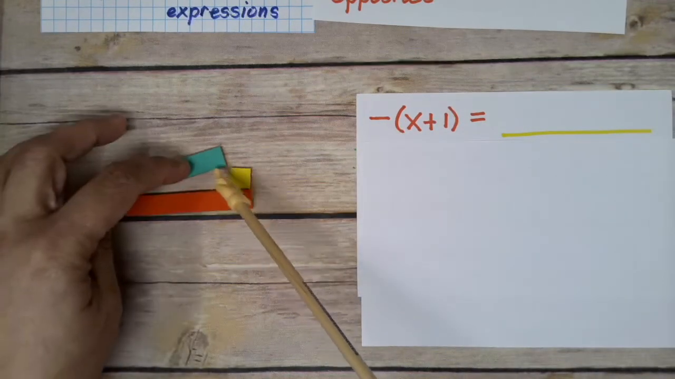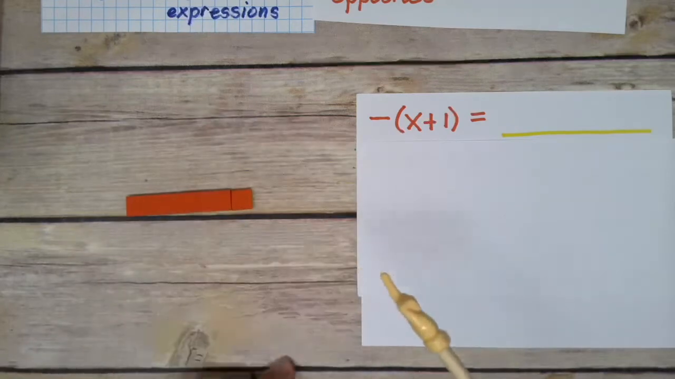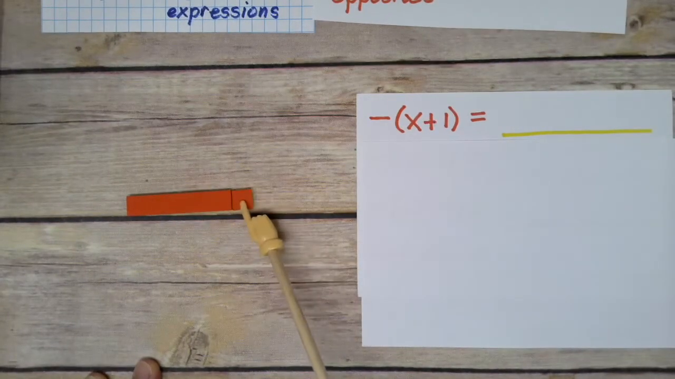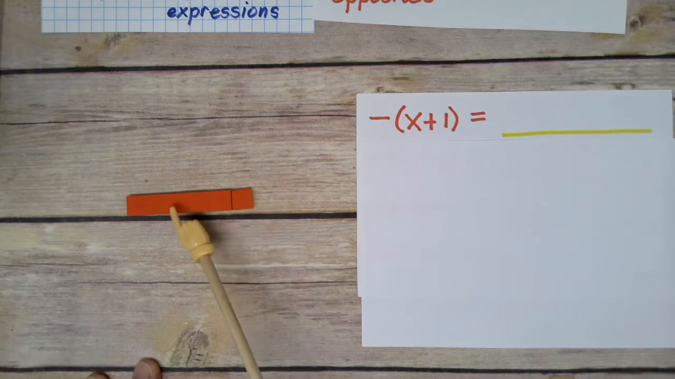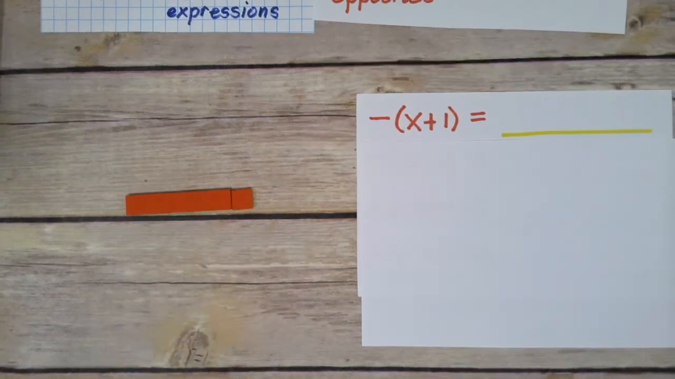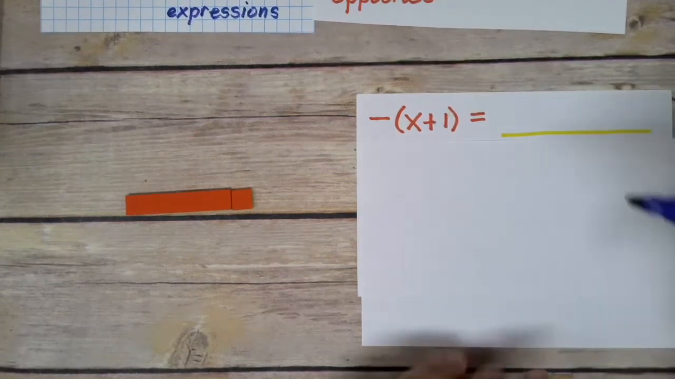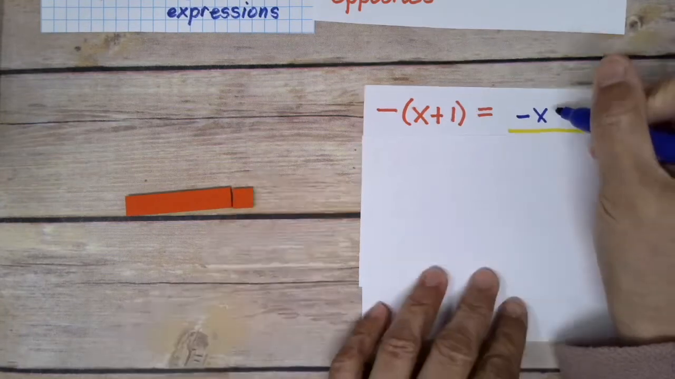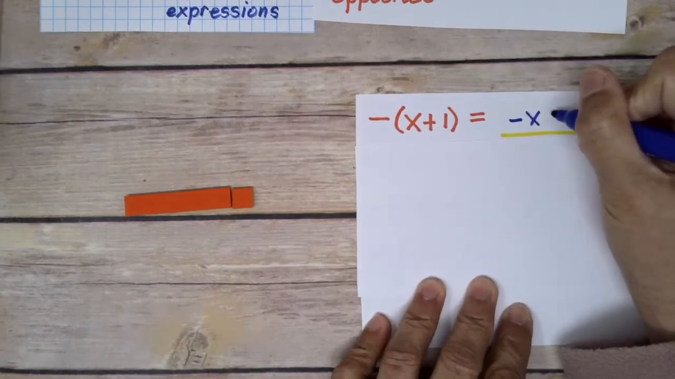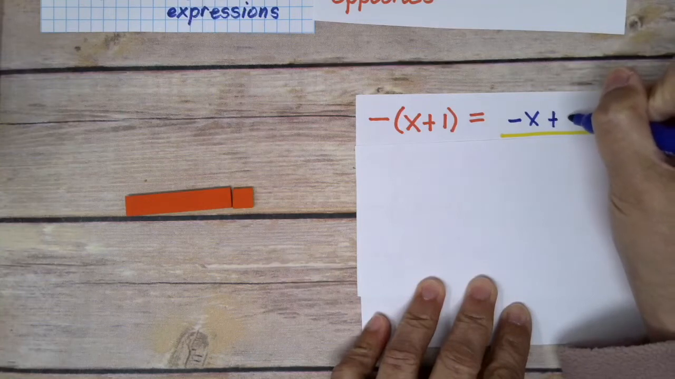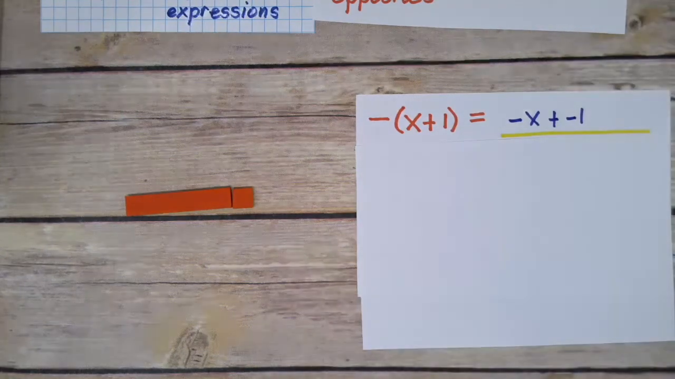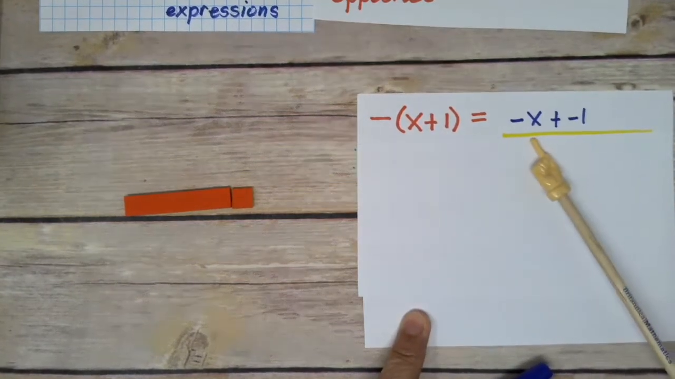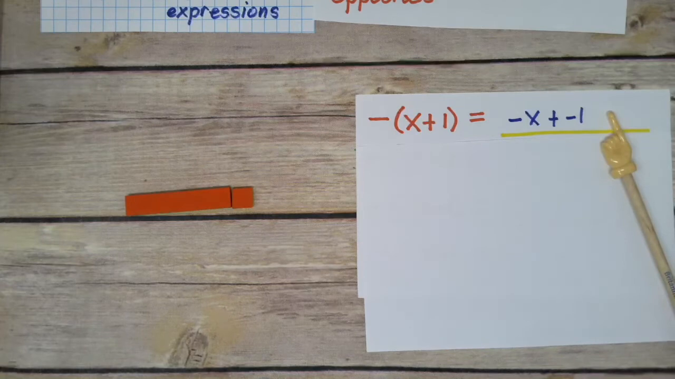We take away this green rectangle and this yellow rectangle, and that leaves us with just this orange rectangle and this orange one, where the orange rectangle represents negative x and this orange square represents, sorry, negative 1. So that's going to be negative x plus negative 1. Therefore, the negative of x plus 1 is negative x plus negative 1.